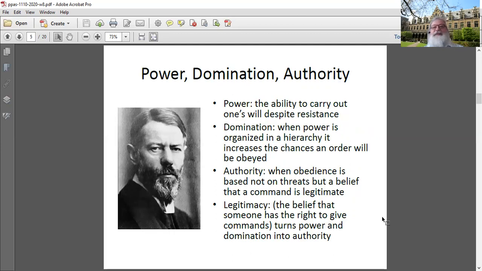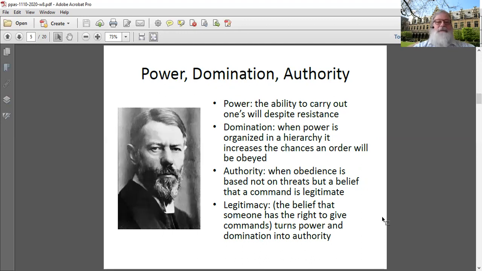Now, in order to understand where Weber is coming from, you have to understand that his study of bureaucracy was tied to his much wider and more general studies of society. And in order to get around that, we really have to think of three concepts: power, domination, and authority that he used in his work, and how they lead to a fourth concept: legitimacy.